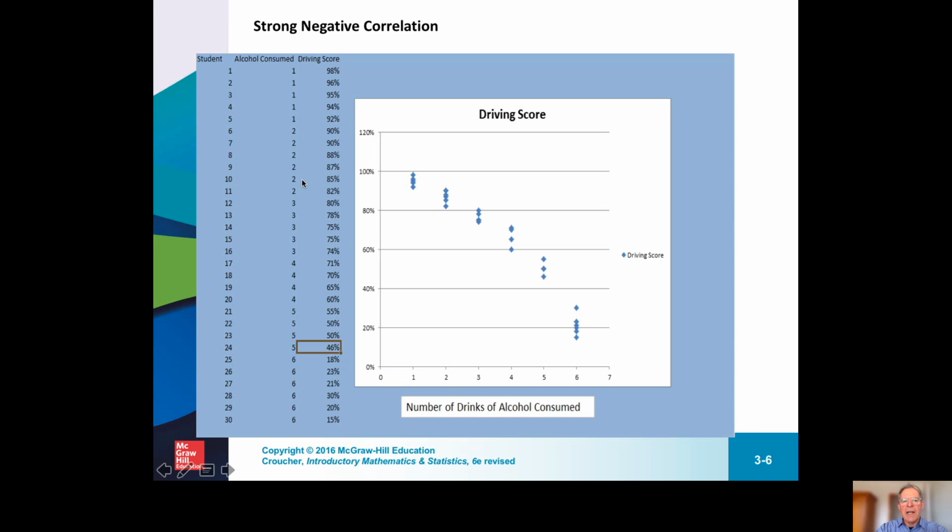Here's a strong negative correlation. This time we're wondering about, is there a relationship between the number of drinks of alcohol consumed and the score that someone might achieve in a driving test? Again, one would expect this is a negative correlation. As this value is increasing, this value is decreasing. It's sloping down to the right.